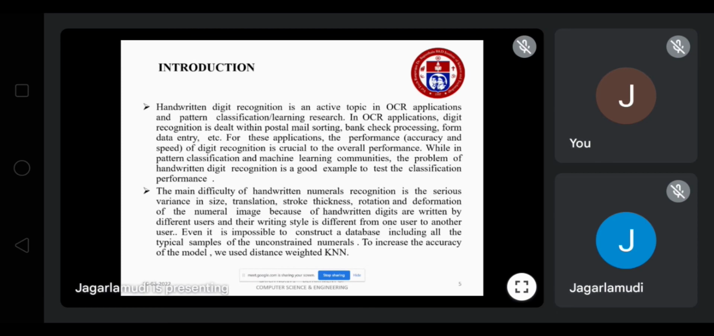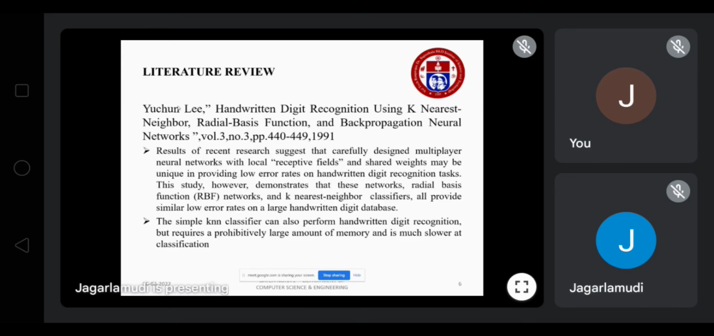It is based upon the structure formation of the format, and the writing style differs from one user to another user. Even so, it is possible to construct a database from one structure to another. This is the literature review.